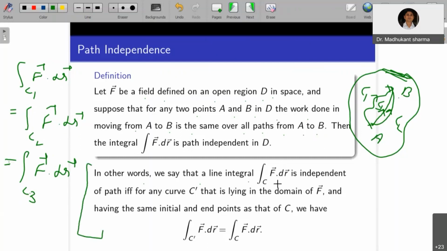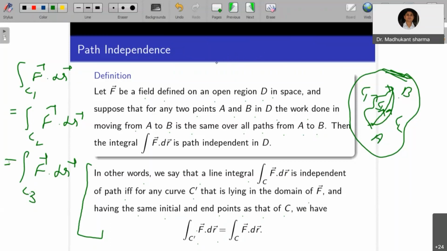In other words, we say that a line integral is independent of path if and only if, for any curve C dash lying in the domain and having the same initial and end points as C, we have the integral over C dash of F dot dr equals the integral over C of F dot dr. Now, as I told you, path independence, the integral over C of F dot dr being 0 along any closed curve C, and conservative field, all these three statements are equivalent. So you can also talk about path independence in terms of the closed curve.